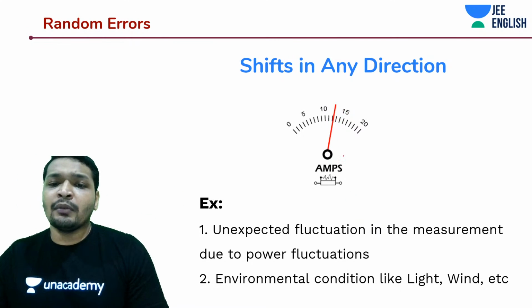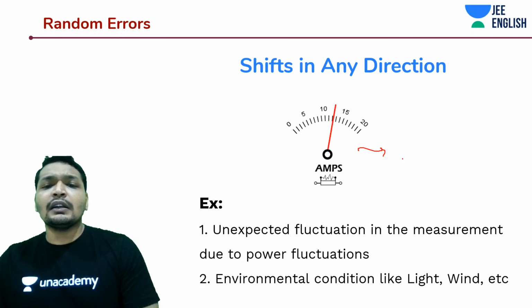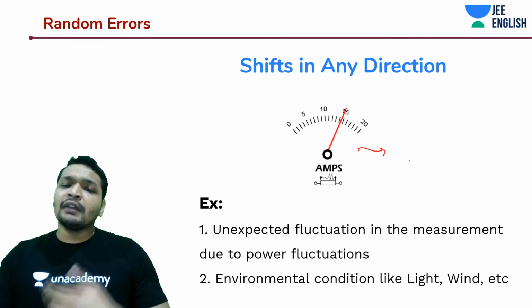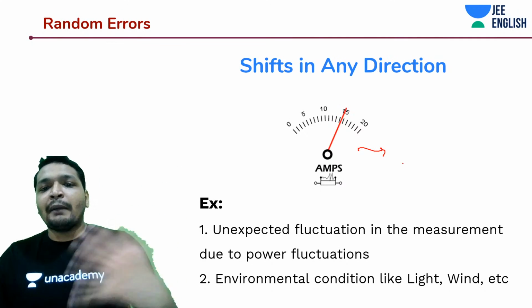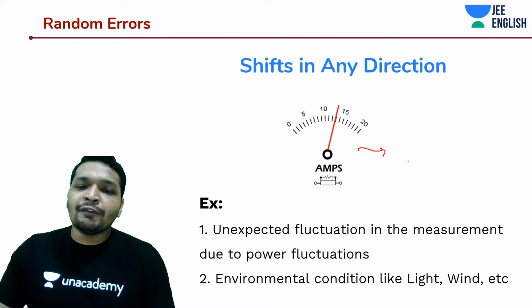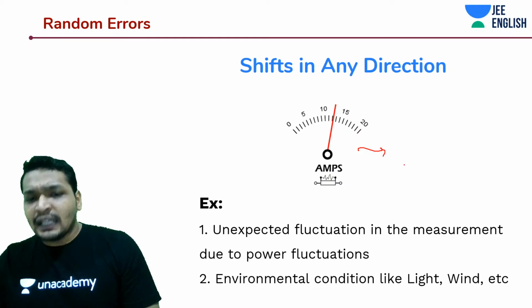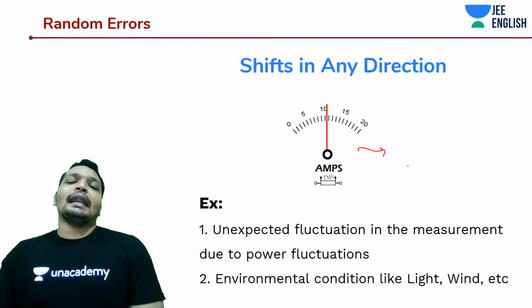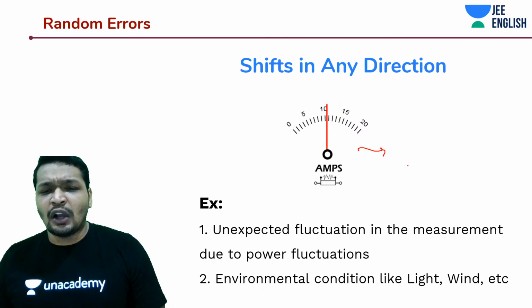Let's say I'm trying to measure some resistance. I'm using my ammeter and my voltmeter, and I'm giving it a consistent EMF, but at the same time I'm getting different ampere readings. That might be due to some fluctuation in the reading. Also environmental conditions like light, wind, etc. can induce errors. So these kinds of errors often happen.